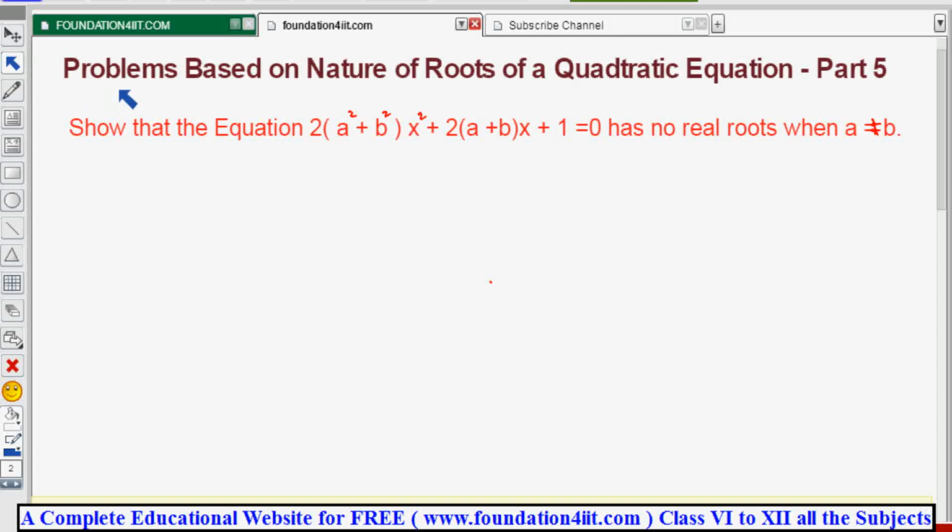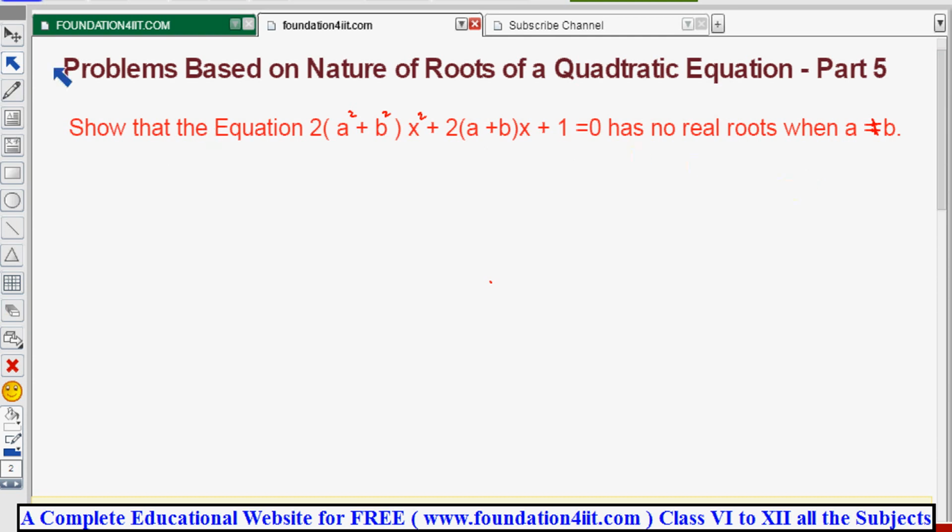Okay, so now when we observe the problems which are based on the nature of the roots, let us see this type of question now. Show that the equation 2(a² + b²)x² + 2(a + b)x + 1 = 0 has no real roots when a is not equal to b.